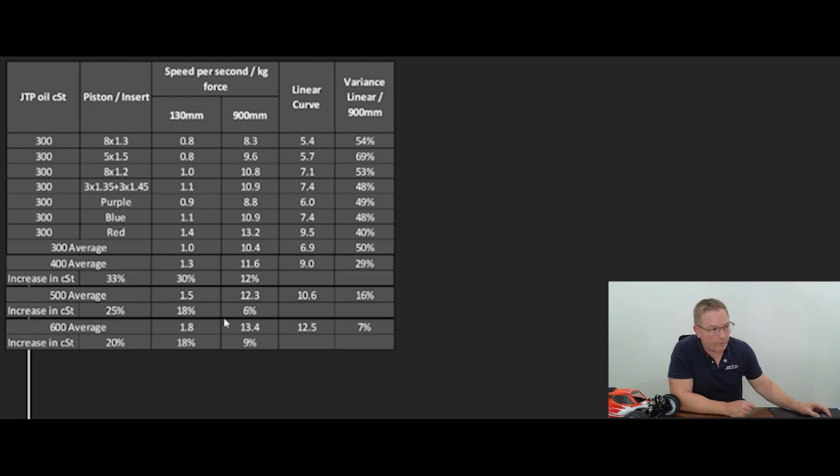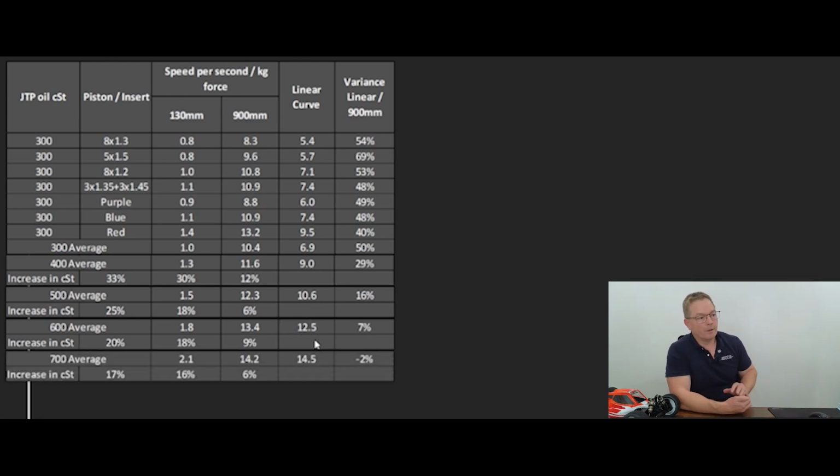So 12.3, we've got a slight increase. And you can see here, we're not getting massive increases in high-speed damping on these oils. We'll get into why later. And here you can see, again, it's slower, so the theoretical linear is starting to close in yet again, a big leap forward. 700, we're now essentially a linear type of curve compared to our theoretical. So we've got 17 and 16, so we're back on linear track.